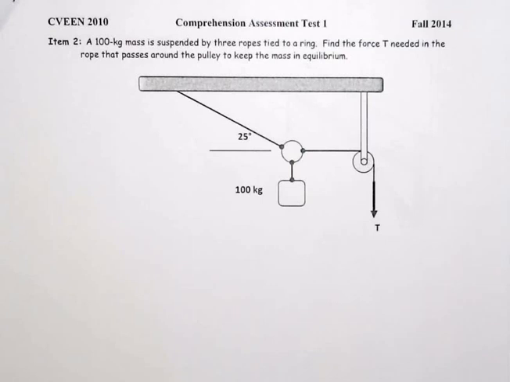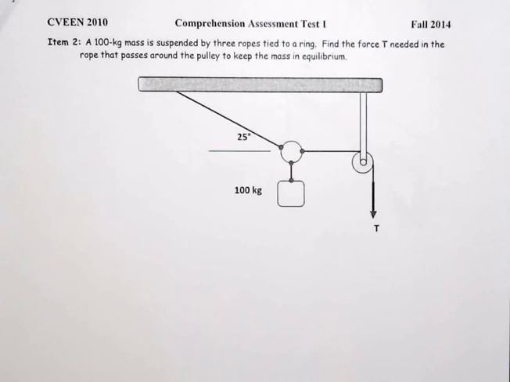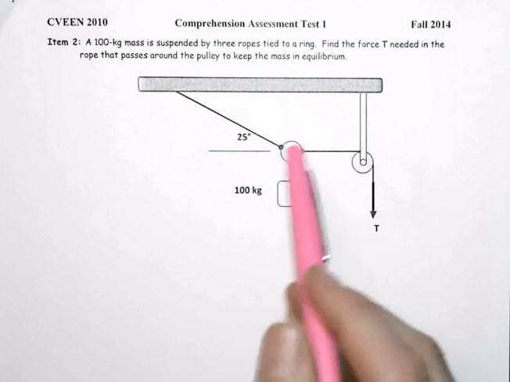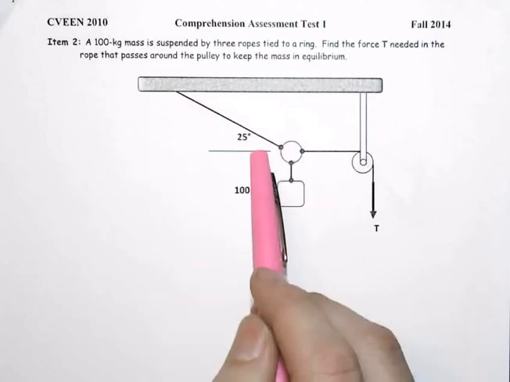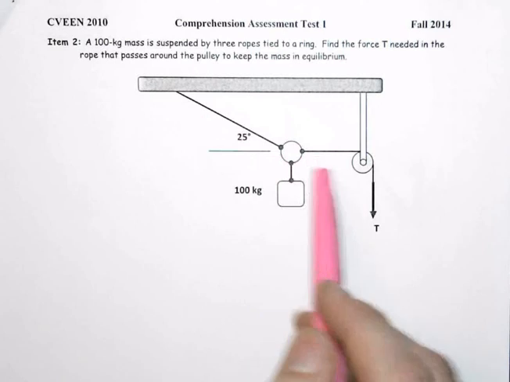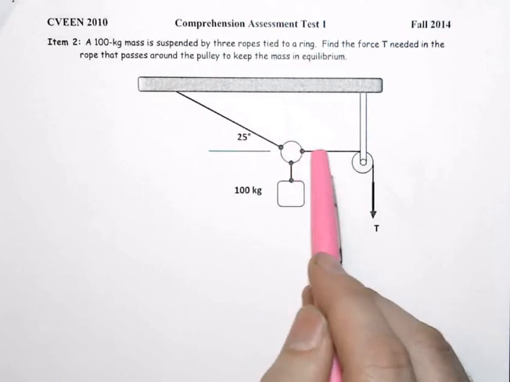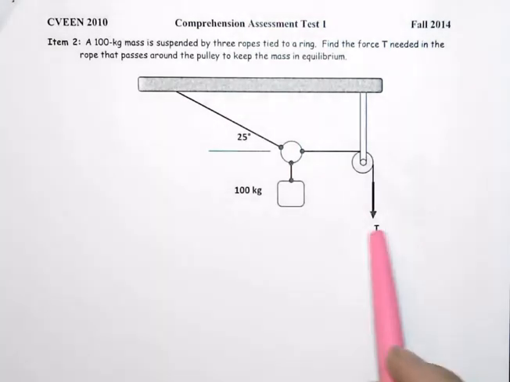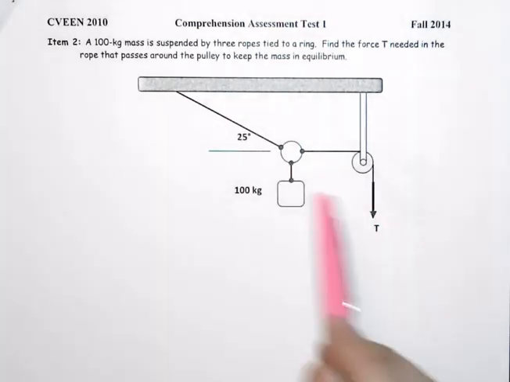On item 2 of the first exam in fall 2014, we have a mass that is suspended, attached to a ring by which there are two cables, one coming off at an angle of 25 degrees to the horizontal, and a cable that is horizontal off that ring and then passes around a pulley. We're asked to find what the force T is that's necessary to keep this mass in equilibrium.